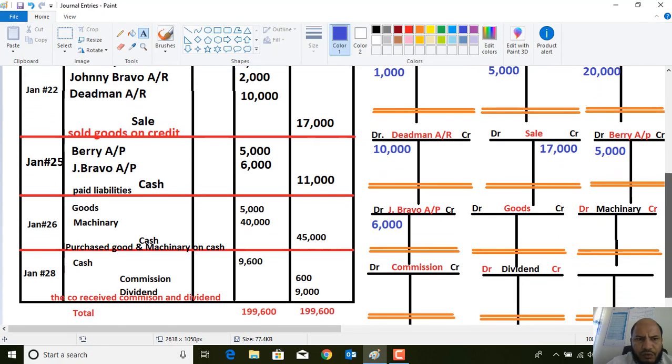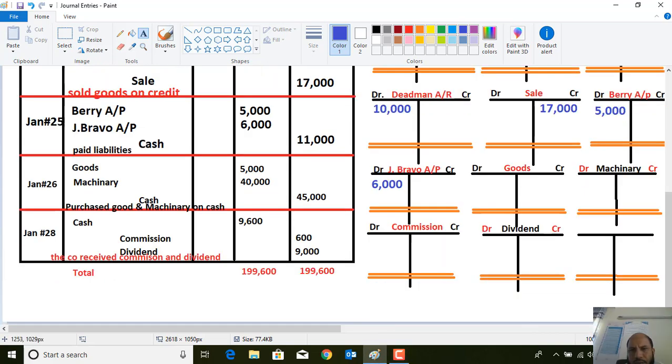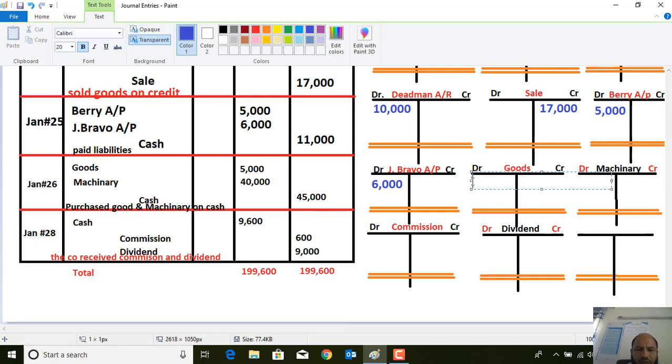Okay, now dear students, we have some other accounts. Now dear students, let's record the goods, which is also an account in the general journal. The amount of goods is at the debit side, so we will record it under the goods ledger at the debit column. So let's record this transaction, this amount over here. So the amount of goods is equal to 5,000 rupees at the debit record.